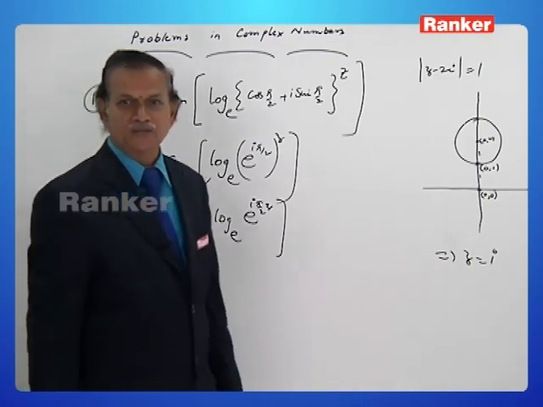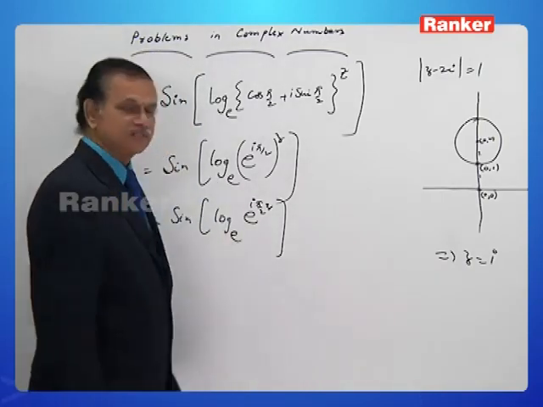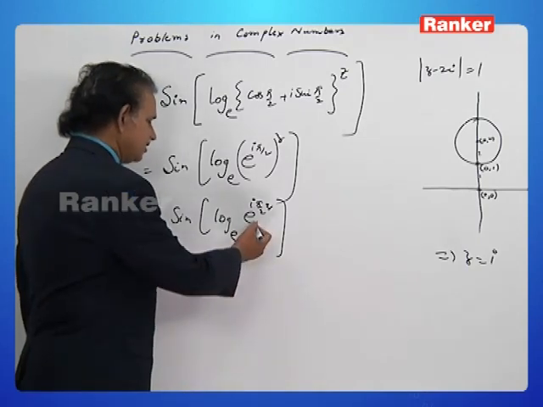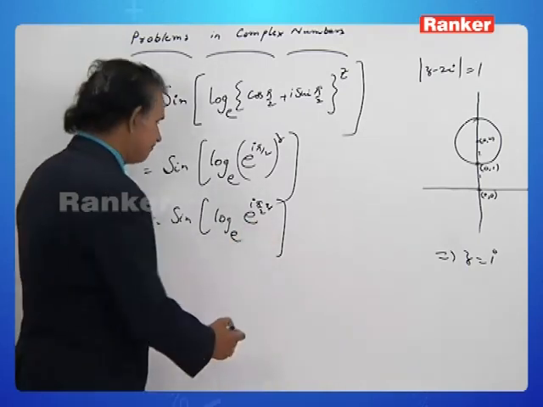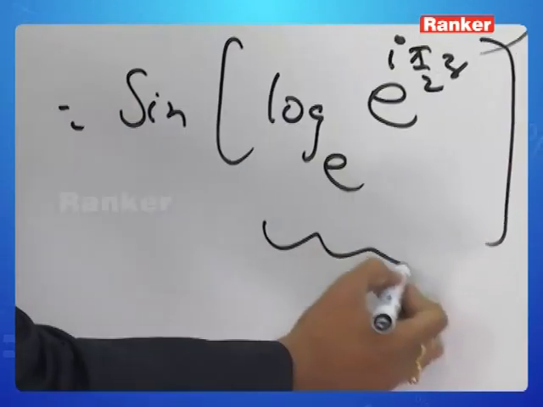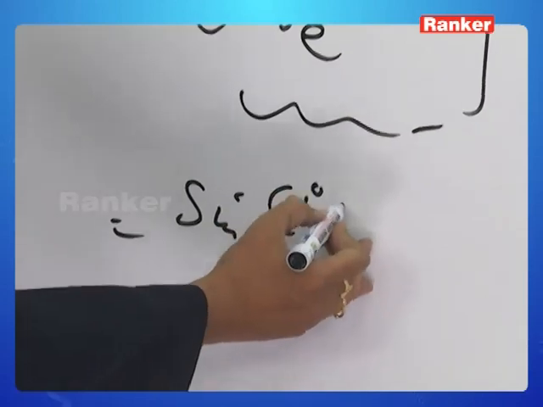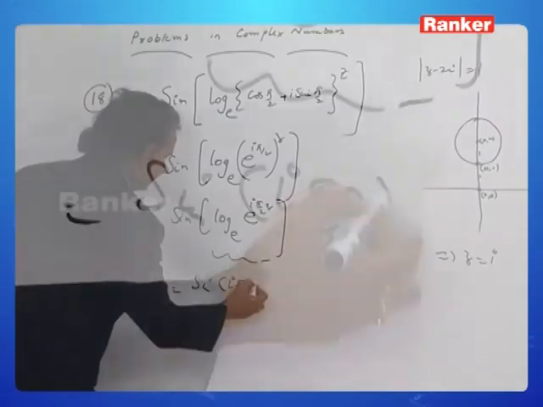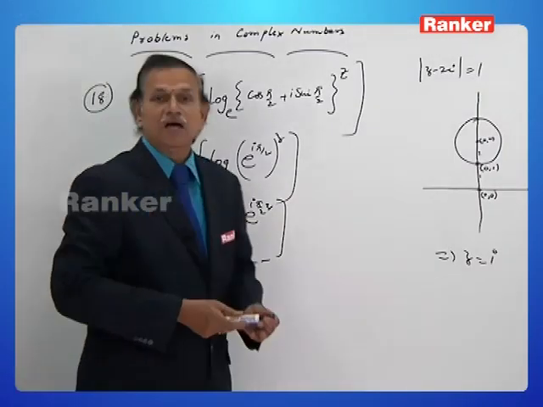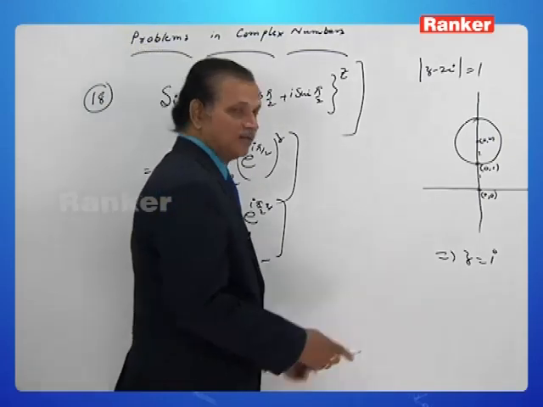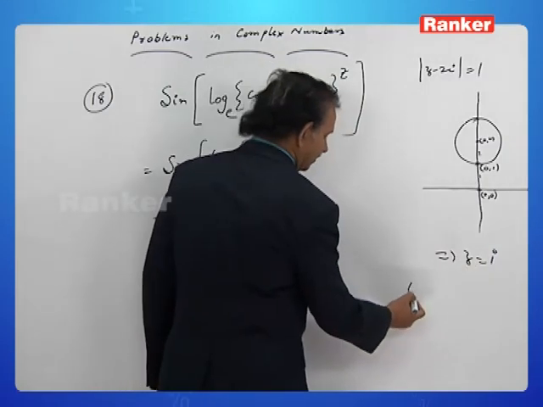I pi by 2 z. Now, let us make use of the properties of logarithms. This is base e, this is the e, here also the base e. Therefore, the entire expression inside the brackets is nothing but sine of I pi by 2 z, because let us recall the formula of logarithms.